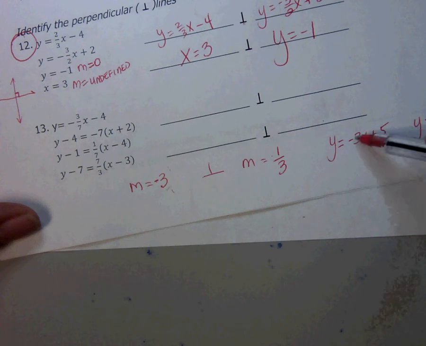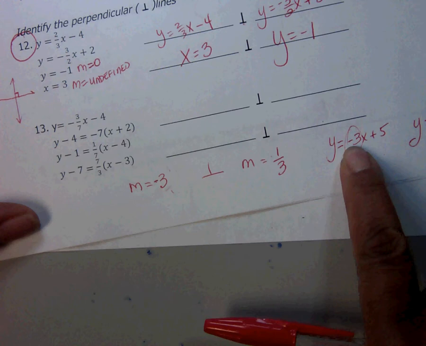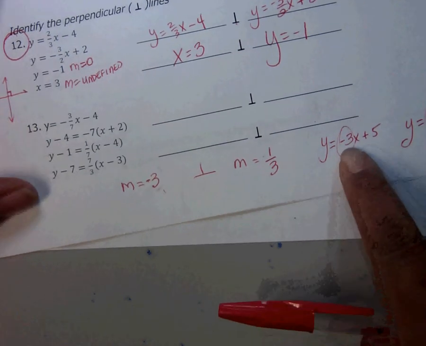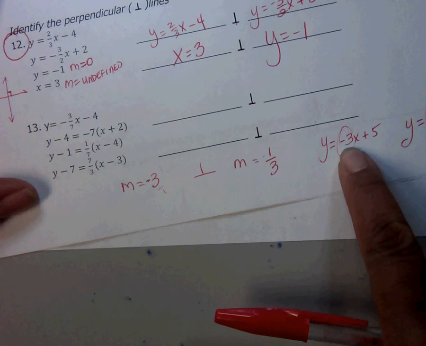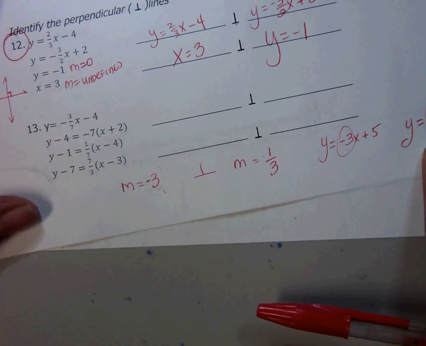Their slopes are perpendicular because this slope was negative, this slope is positive, so the sign changed. This was 3 and was flipped to 1 over 3. They meet both requirements. That makes them perpendicular.